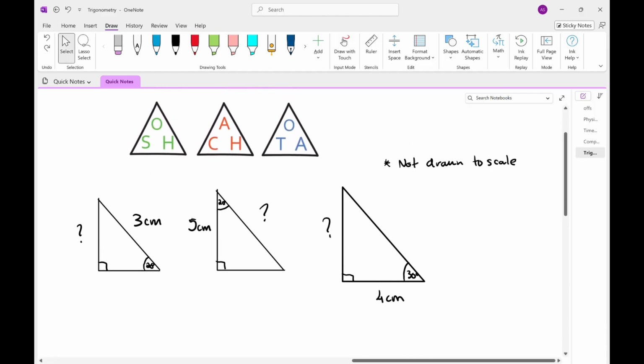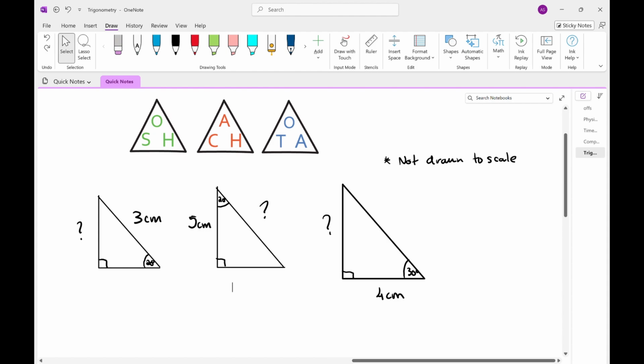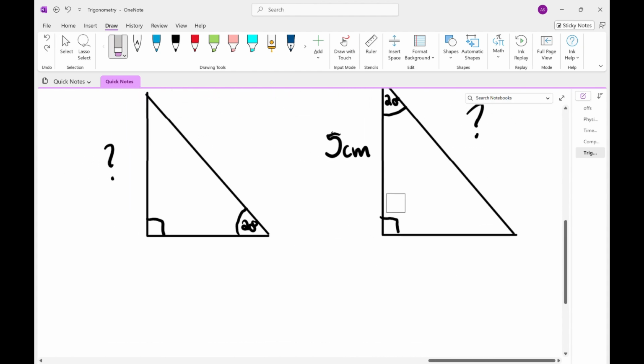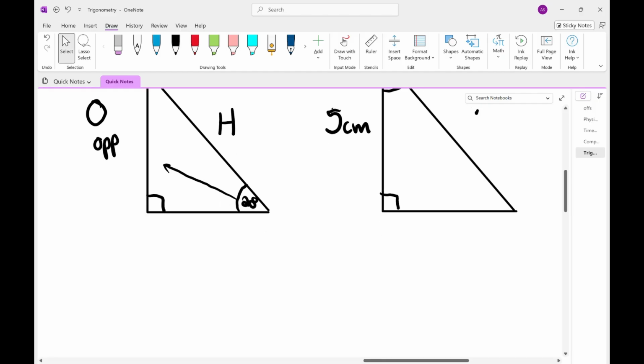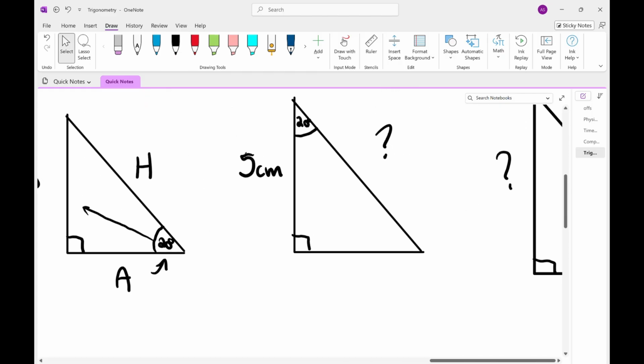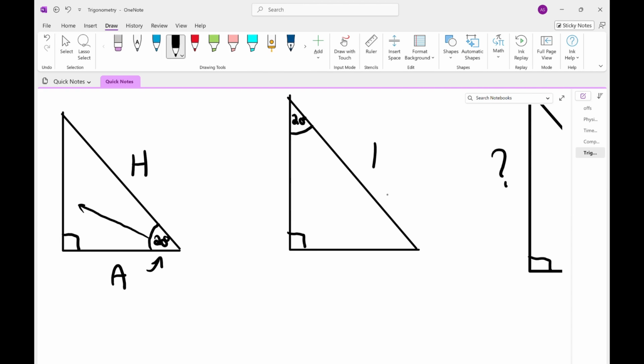What SOHCAHTOA consists of is you need to be able to label the sides correctly. So let's take this triangle for instance. We have 28 degrees. We have to remember, what is this pointing to? This will be the opposite. The opposite, so O, we're going to label it. Obviously, we have the hypotenuse, as everyone knows, and we also have the adjacent, which is attached to this angle. We can do it here as well. We have the hypotenuse here, here we have the adjacent, and here we have the opposite.